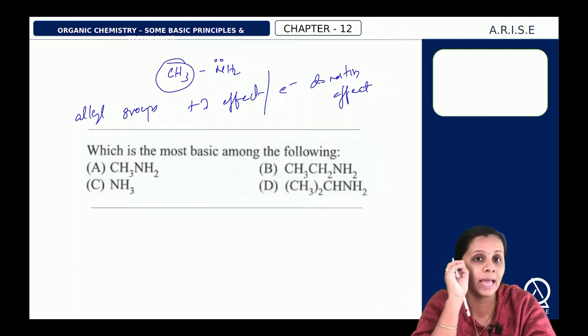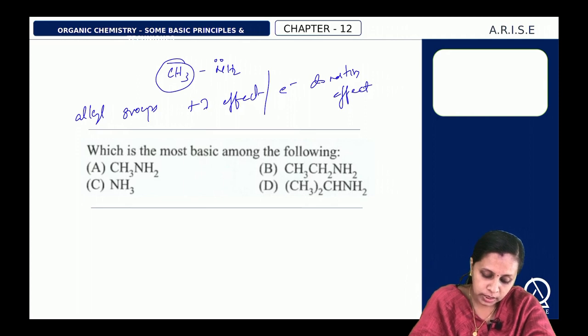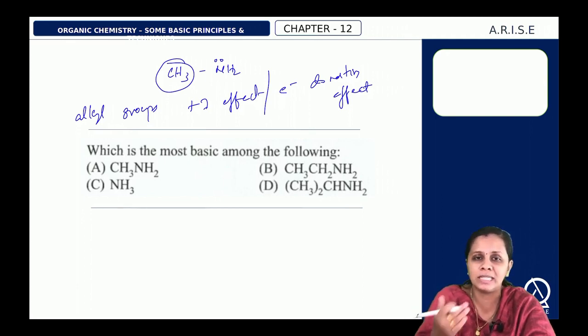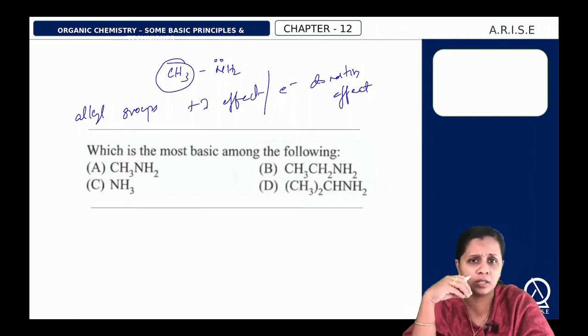So the presence of alkyl groups on amines will increase the basic strength. When you consider which is the most basic, A, B and D are amines and NH3 is ammonia. When compared with amines, ammonia is the least basic because there are no groups which can increase the electron density on nitrogen and make the lone pair available. Therefore, ammonia is the least basic among these.